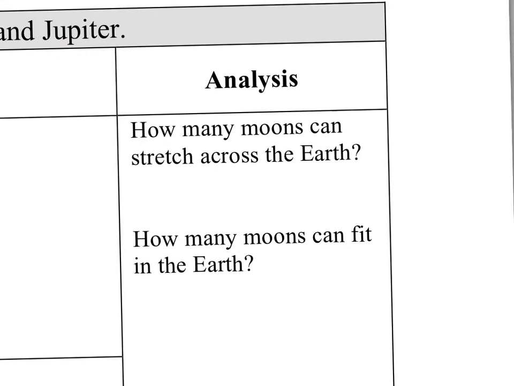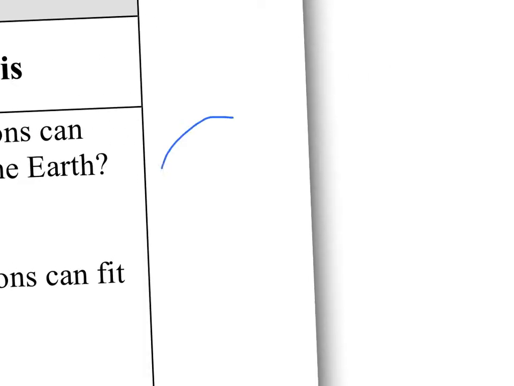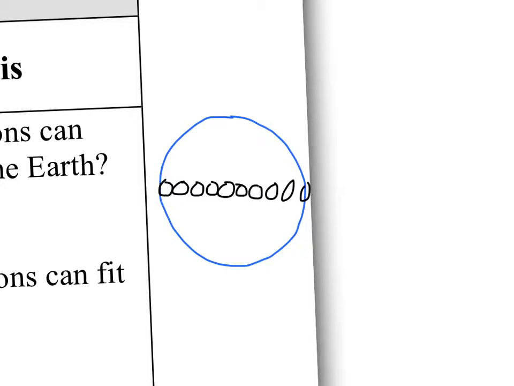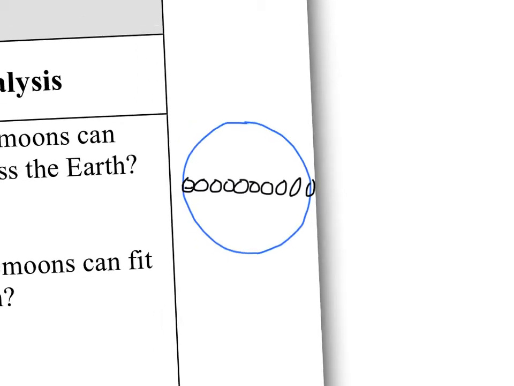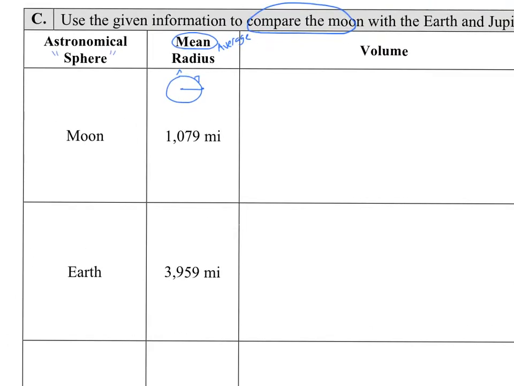So first off, let's answer this one question right here. How many moons can stretch across the Earth? So what's that look like? If I just have the Earth right here, and I want to know just how many moons stretch across this, we're talking two-dimensional, and this is clearly not to scale. In other words, I'm comparing the diameters. So let's just check right here. How many moons do fit across?